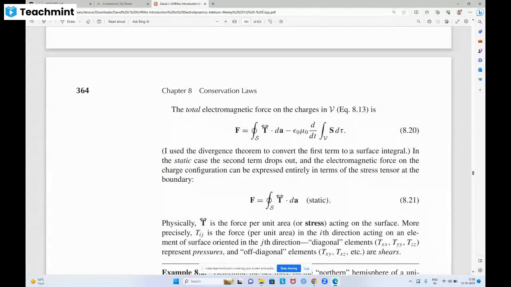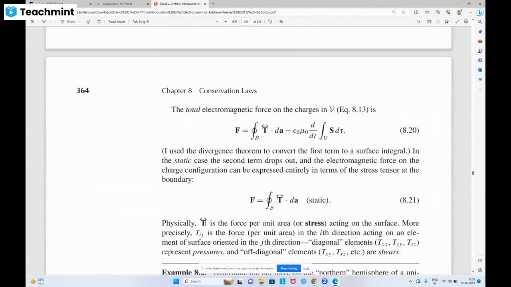In the static case, the second term drops out, and the electromagnetic force on the charge configuration can be expressed entirely in terms of the stress tensor at the boundary. On a boundary condition, they are saying that the second term drops out. In the static case, the second term drops out in the equation, and we are taking only this. F can be expressed in terms of the stress tensor at the boundary.